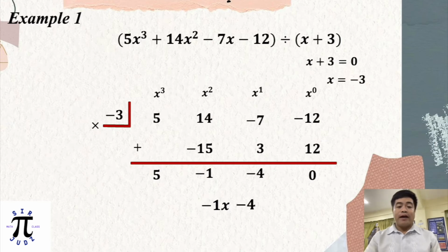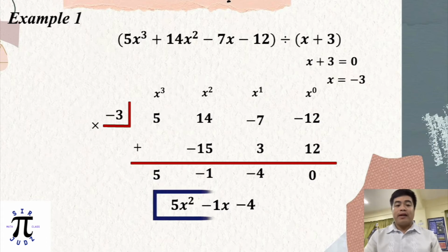And then, your 5, yan yung x squared. Yan yung second degree mo. Then, therefore, the quotient, when you divide 5x cubed plus 14x squared minus 7x minus 12 by x plus 3, the quotient is 5x squared minus x minus 4.